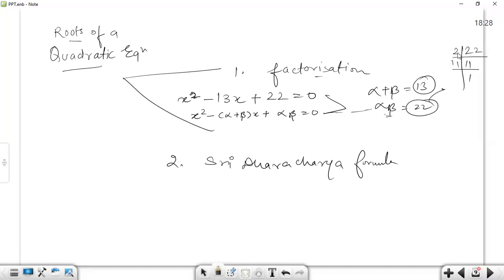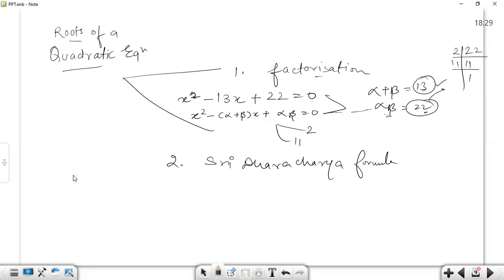Now I have to find the roots. I have factorized 22 here: 2, 11, 1. If we add 2 and 11, what do we get? 13. Yes, so these are two numbers, 2 and 11, whose product is 22 and sum is 13. So basically, these two numbers will be 2 and 11. So the roots come out as 2 and 11. As simple as that.